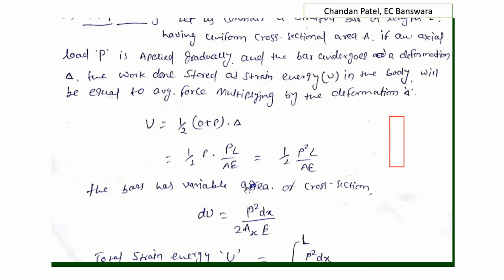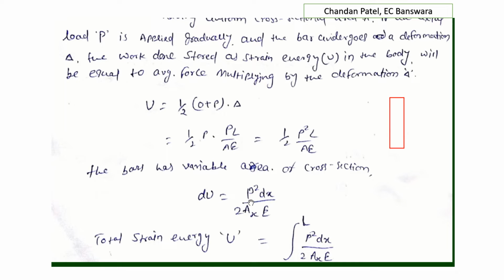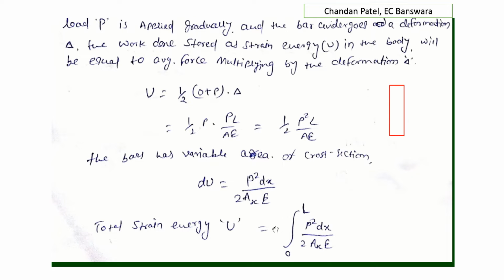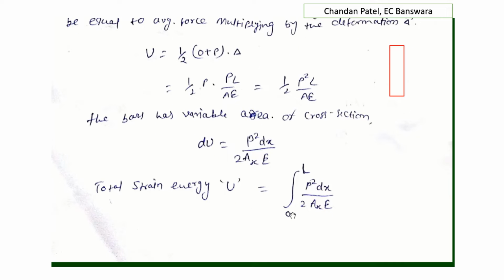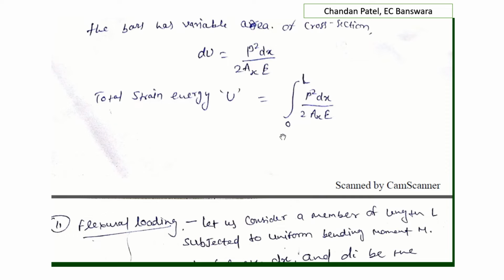And if the bar is of variable area, that means the area will change with its length, then we use dU equals P squared dx by 2AE. Now the total strain energy U over the length 0 to L is the integral of P squared dx by 2AE. This is the total strain energy for axial loading.